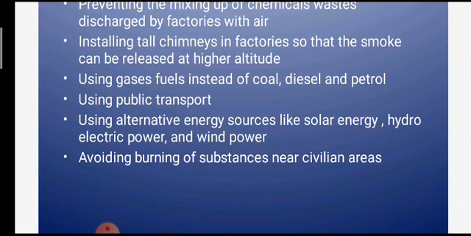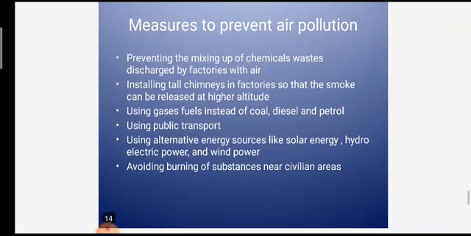Then avoid burning substances near civilian areas. Near your homes, you need to avoid burning substances. If a lot of people are staying there and you're burning a lot of things near your house, what happens? The air gets polluted and you will suffer from a lot of diseases. So you need to avoid burning near civilian areas.